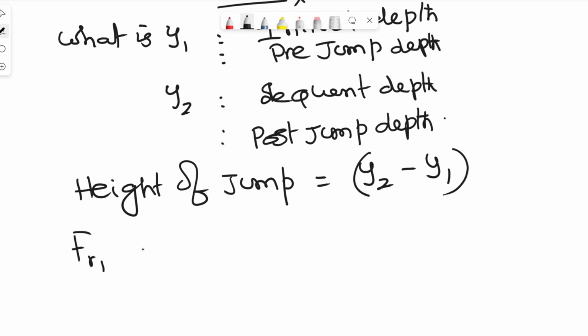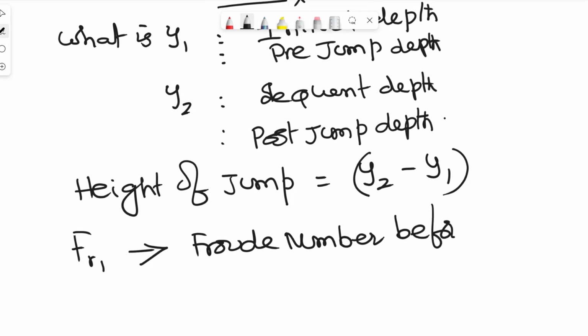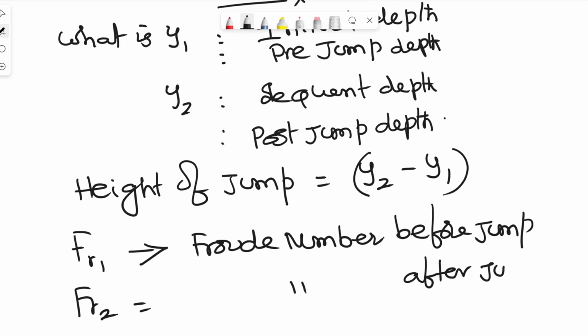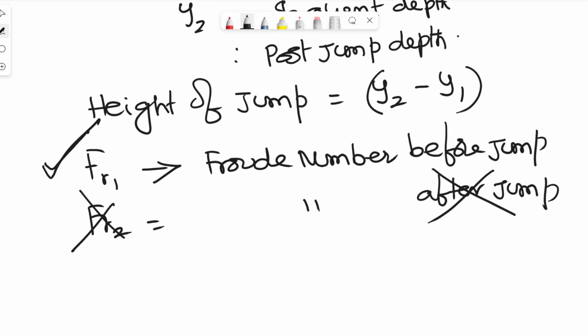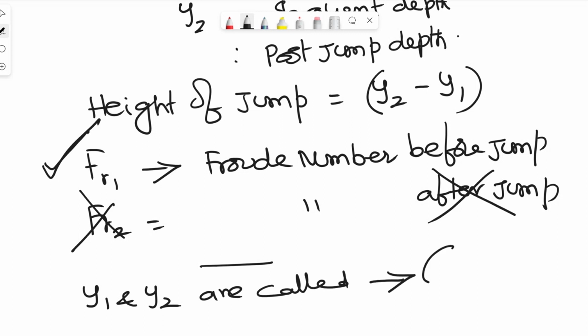Next, what is FR1? Froude number before jump. FR2 is Froude number after jump. This is not important. What is important is the post-jump depth and the pre-jump Froude number. So this is the thing actually. And y1 and y2 are called what? Conjugate depths.